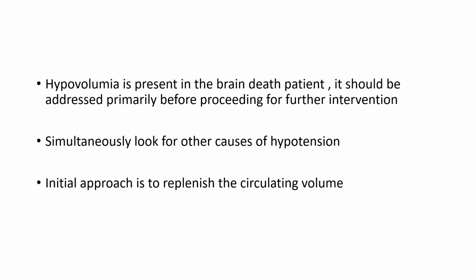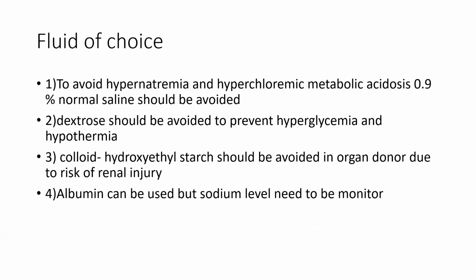Hypovolemia is present in brain death patients and it should be addressed primarily before proceeding to further intervention. Simultaneously look for other causes of hypotension. The initial approach is to replenish the circulating volume. As for the fluid of choice, to avoid hypernatremia and hyperchloremic metabolic acidosis, 0.9% normal saline should be avoided. Dextrose should be avoided to prevent hyperglycemia and hypothermia. Colloid hydroxyethyl starch should be avoided in organ donors due to risk of renal injury.